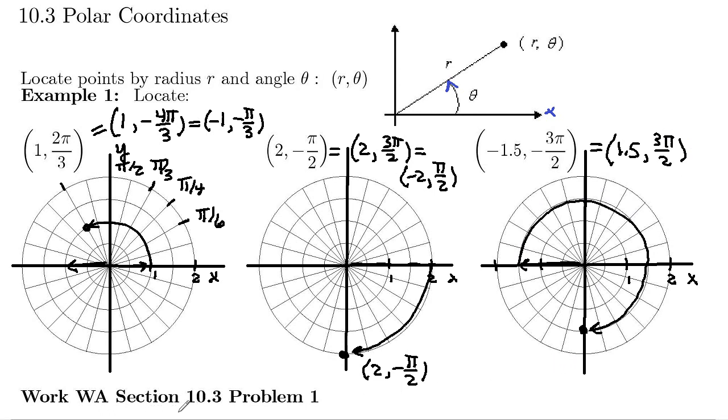So try the WebAssign section 10.3 problem 1. They're going to have you locating some points and then looking at different ways to specify those points with either a positive or negative radius or a positive or negative angle.